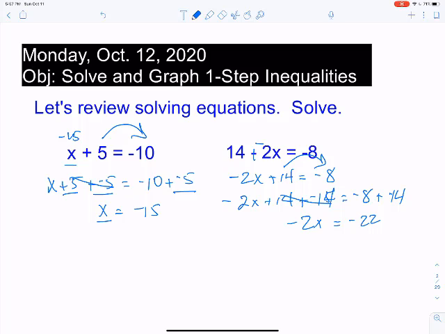Now to get rid of a multiply by 2, I do a divide by 2, and since it's a negative 2, I divide by a negative 2. I divide the other side by a negative 2, and I end up with x is equal to negative 22 divided by negative 2, which gives me positive 11. Now I could plug that back into the original equation, which is 14 minus 2x. So we could do 14 minus 2 times 11 equals negative 8. Well, 2 times 11 is 22. So if we do 14 minus 22, do we get negative 8? Yes, we do. So that's reviewing one-step and two-step equations.